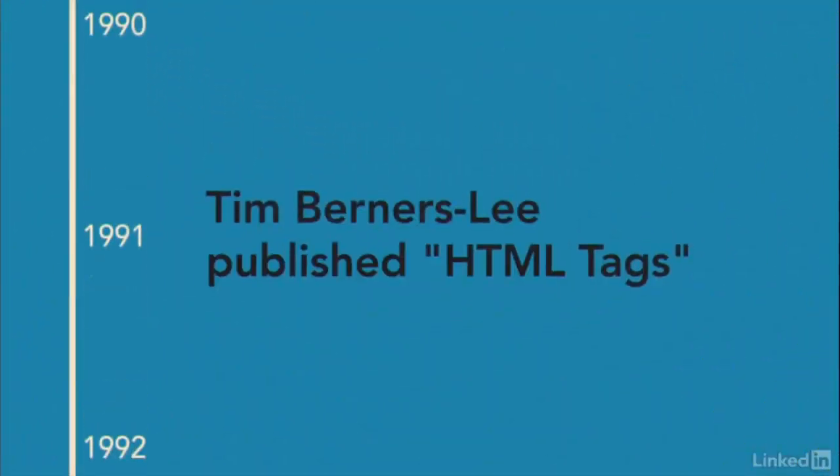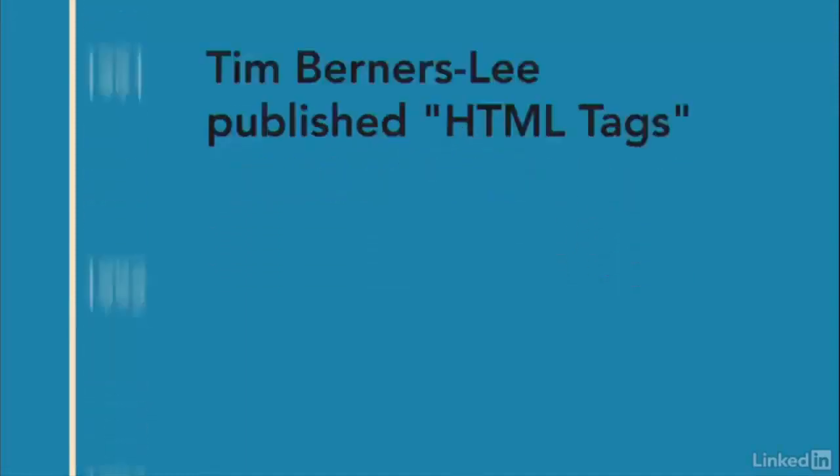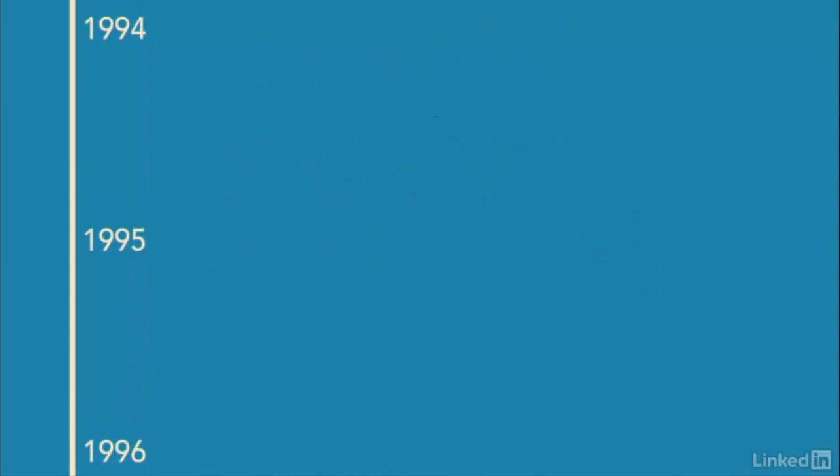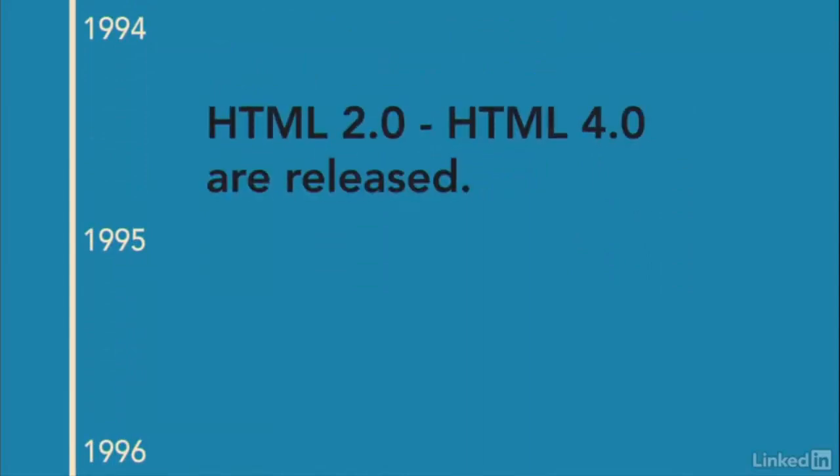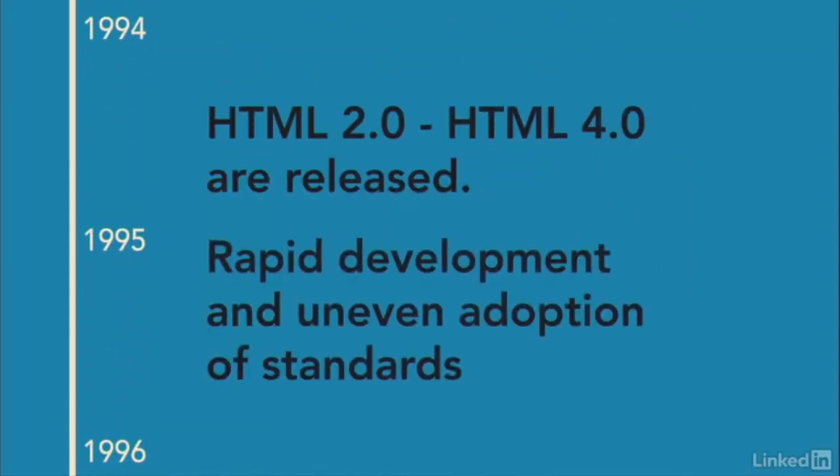We can trace HTML's history all the way back to 1991 when Tim Berners-Lee published a document called HTML tags, which described a set of tags that could be used to mark up contents of online documents. Now this eventually led to the publication of the first HTML specification, which was HTML 2.0, in 1995. HTML 3.2 followed in 1997, only to be replaced by HTML 4.0 later in the same year.